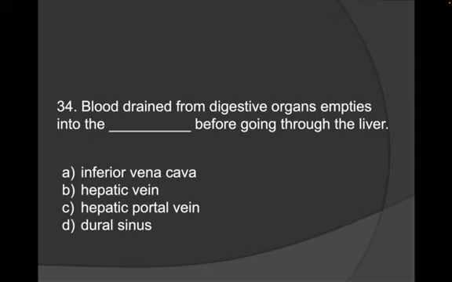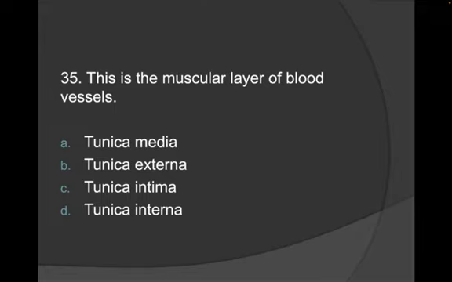Okay, we just got a couple more. Blood drained from the digestive organs empties into what before going to the liver? Hepatic portal vein, right. This is the muscular layer of blood vessels. This should be an easy one. Tunica media. Which blood vessel has the thickest tunica media? Artery, veins or capillaries? Arteries.